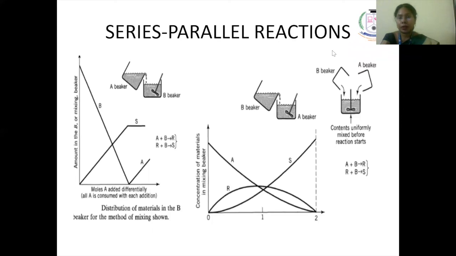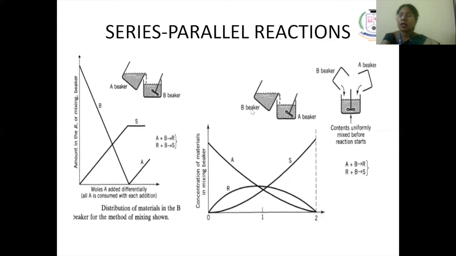When we consider a series parallel reaction, these two types of behavior can be expected, where A is added to a bigger volume which contains B. If we consider the series parallel reaction, A plus B giving R and R plus B giving S, when we plot a graph between amount of B and moles of A added differentially, A will slowly start decreasing and B will also slowly start decreasing, and then S will start forming, where there is no formation of R, which is the desired product.